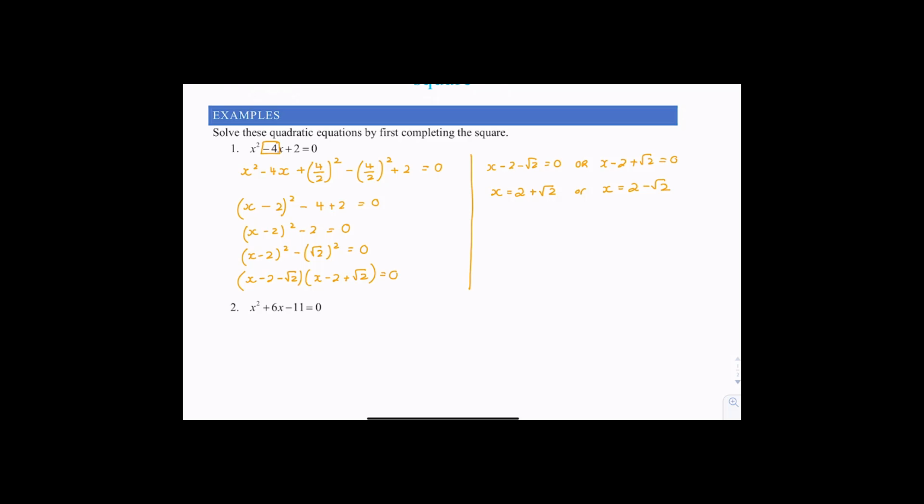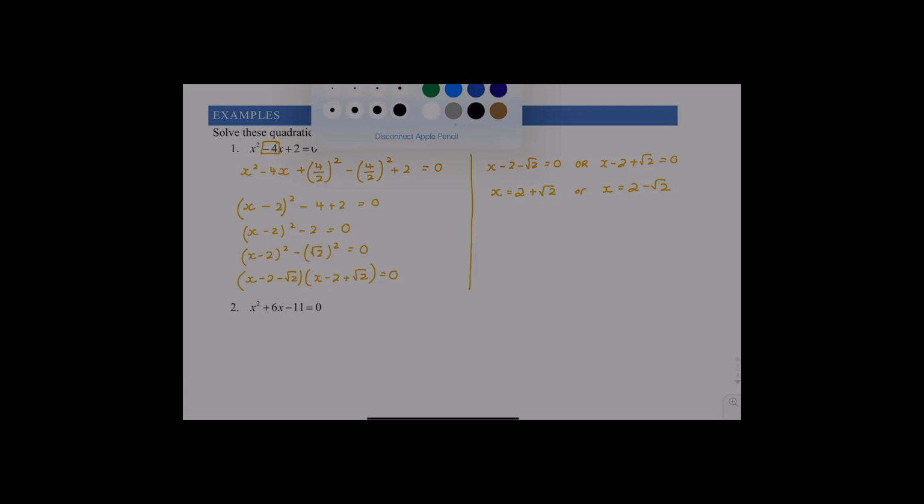So now it's your turn to have a go. I suggest pausing the video, having a go at number 2, and then coming back and checking that you are correct. So having a look at question 2, I've got x squared plus 6x. I'm taking the 6 and I'm dividing it by 2 and squaring it. And because I've added it on, I'm now going to take it away as well. And I still have a minus 11 on the end, and it equals 0.